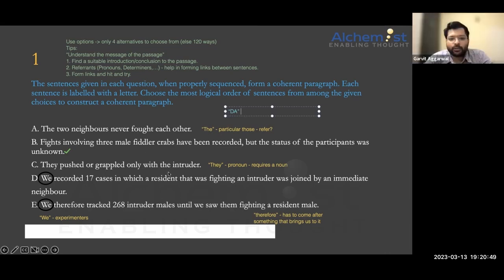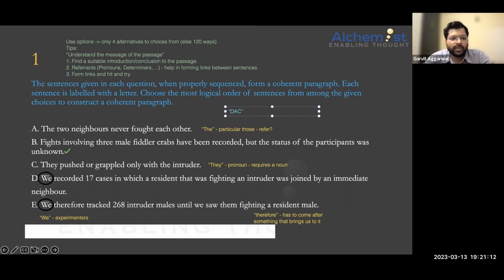They pushed the grapple only with the intruder. What does that mean? It definitely refers to the two neighbors. The neighbors pushed the grapple only with the intruder. They fight the one who came from outside together. So after DA, C will come. Why? Because it's saying that he joined, they did not fight each other, both fought only the intruder. The three make logical sense together. Okay, so DAC is like a triplet. It's going to come together.